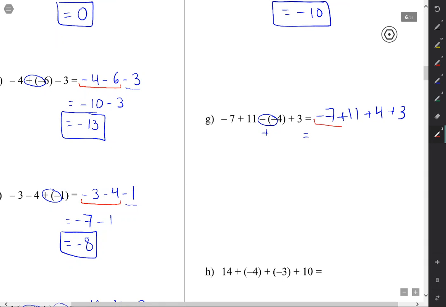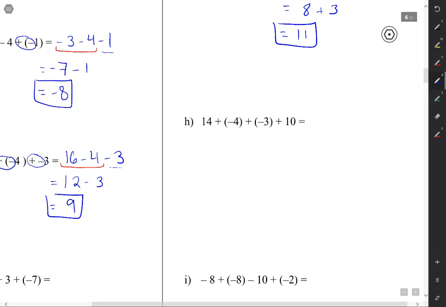So then we're going to take it one step at a time. So minus 7 plus 11, that would give us plus 4. But then we still need to do this part here. So plus another 4 plus 3. So this would be 4 plus 4 is 8 plus another 3. So our final answer would be positive 11.